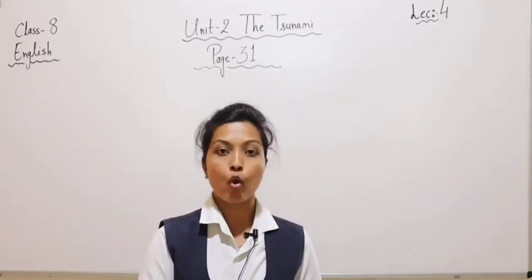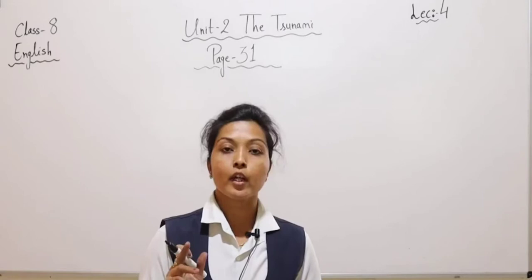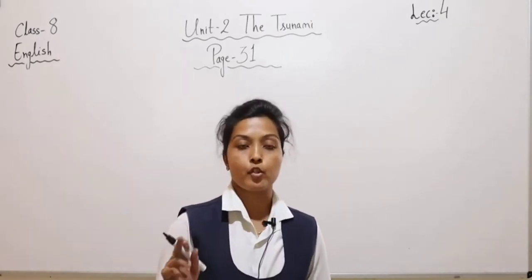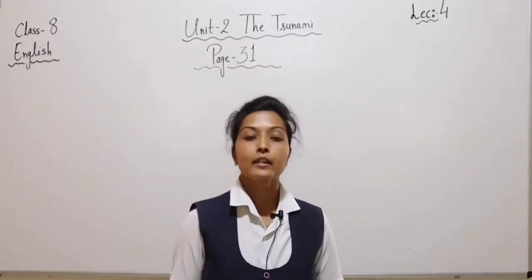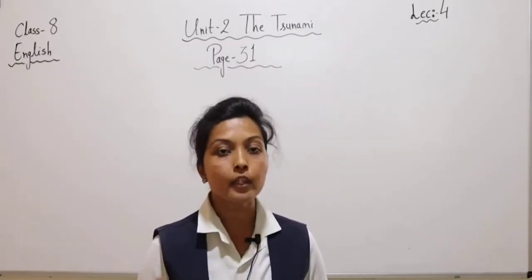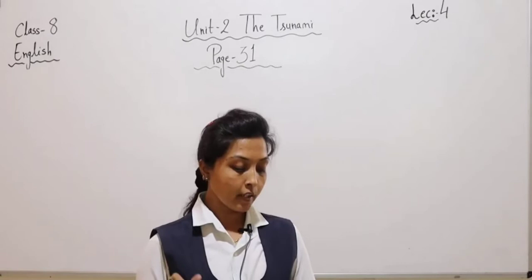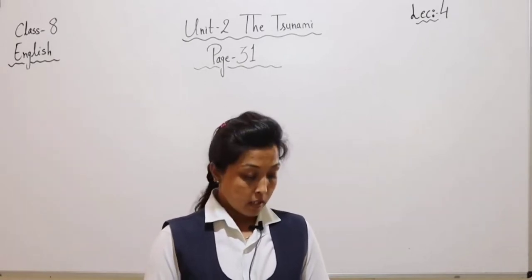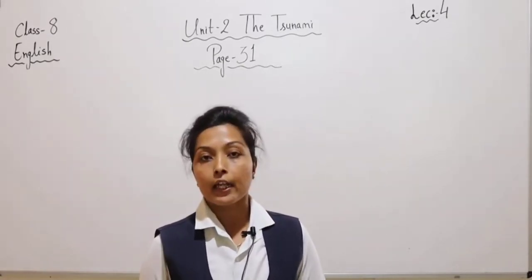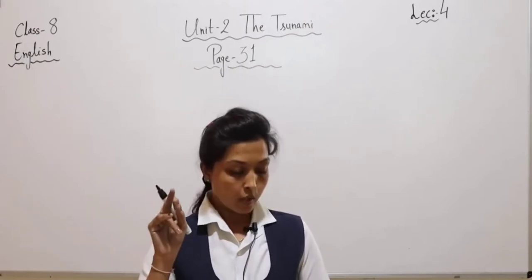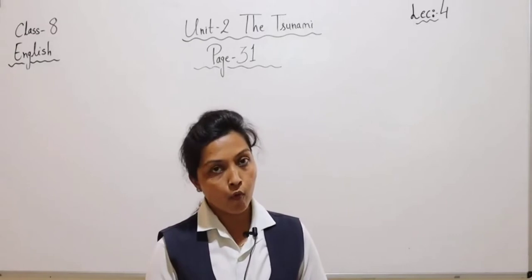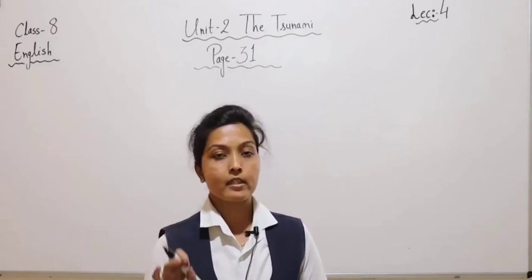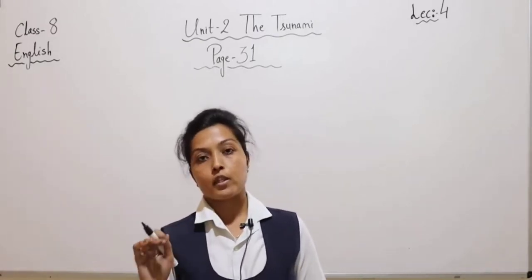And in column B, the doer of the action is named. Whoever performs the action, the doer is named there. The verbs are in the active form and the sentences are in the active voice. So in column B, the verbs are in which form? Active form, and the sentences are in the active voice.